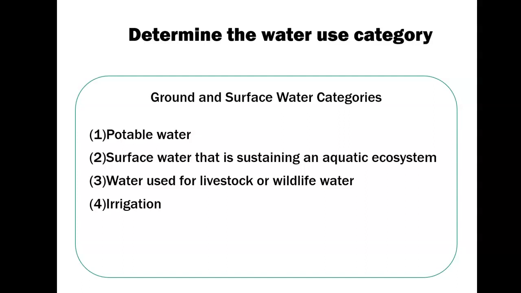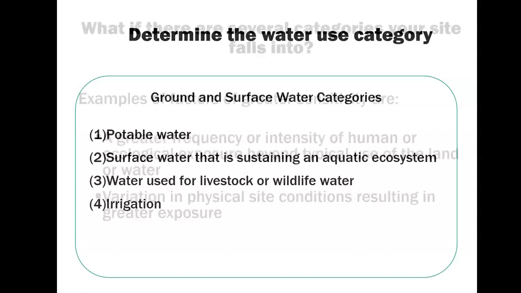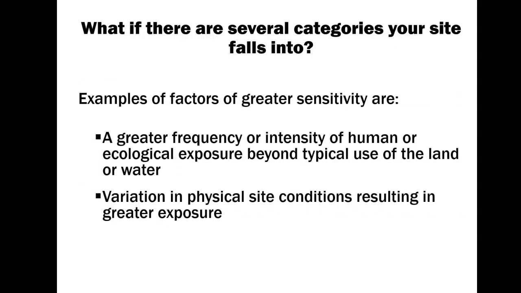Now, there are also groundwater and surface water conditions or categories that are assigned for your Tier 1 guidelines, and these include potable water, surface water that is sustaining an aquatic ecosystem, water used for livestock or wildlife water, and then irrigation. And again, you will assign a land use category, might be natural area or agriculture, and then you might have to assign a water use category. Is this used for irrigation, for example? And again, what if there are several categories your site falls into? So assign the site to the most sensitive applicable category.